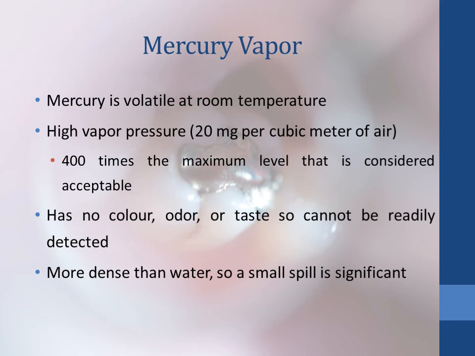Now, the basic culprit is the mercury vapor. As you know, mercury is volatile at room temperature because of its high vapor pressure, and 20 micrograms per cubic meter of air is 400 times the maximum level that is considered acceptable. And why is it dangerous? Because it has no color, odor, or taste, so it cannot be detected. And because it's more dense than water, a small spill.